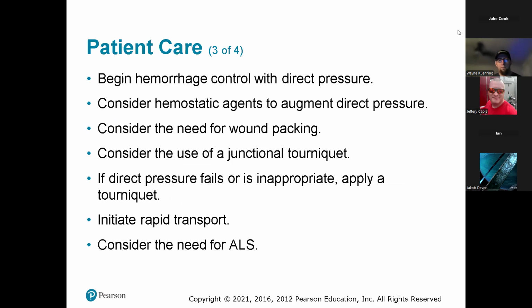So, brief overview of patient care for bleeding patients. We start with direct pressure. We consider hemostatic agents to augment direct pressure. It's not a frontline treatment. The need for wound packing in our junctional hemorrhages. Consider the use of a junctional tourniquet if you have one. If not, then we wound pack. If direct pressure fails or is inappropriate, apply a tourniquet, rapid transport, and consider the need for ALS.